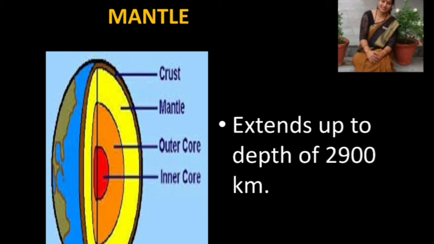The second layer of the earth is mantle. It is beneath the crust, which extends up to the depth of 2,900 kilometers below the crust.